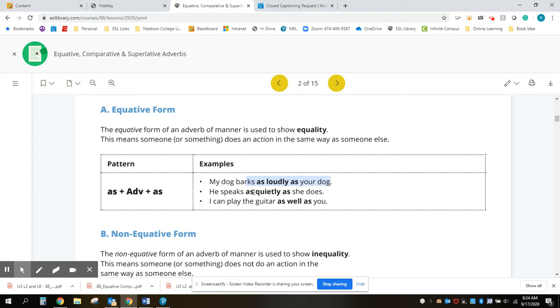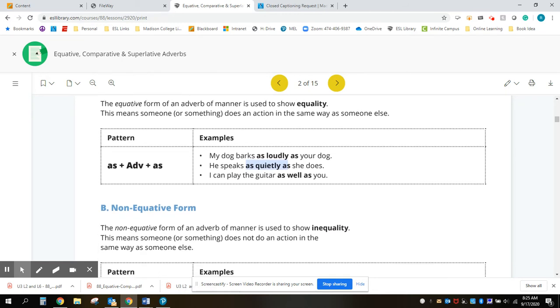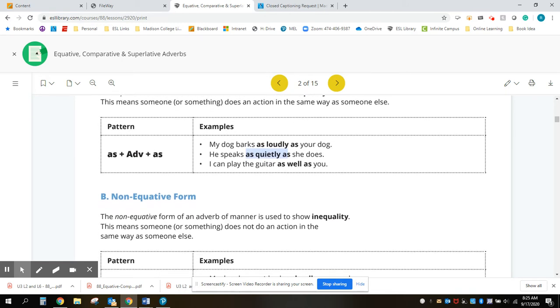He speaks as quietly as she does. In this sense, both he and she speak equally quietly. I might say, being a nurse pays as well as being a teacher. In that case, I'm using the adverb of equality to show the equal pay between the two professions.